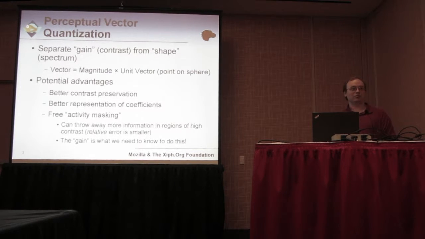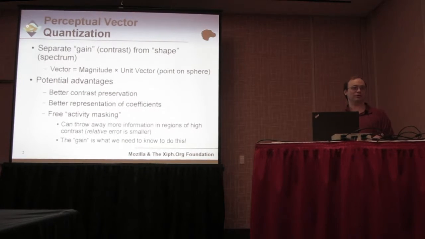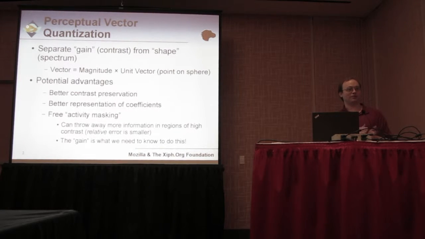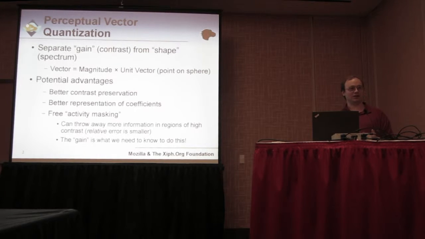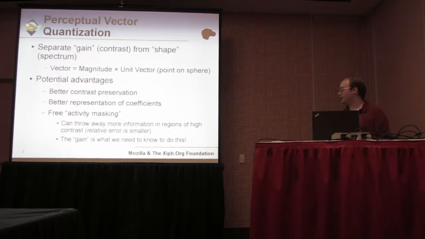It's potentially a better representation of the coefficients. So this idea that gain is a meaningful parameter in some sense, whereas a bunch of individual coefficient values may mean you have some energy at this particular frequency in this particular direction, but by itself doesn't have a lot of meaning. Whereas something like there's a lot of activity in this region is much more spatially correlated in an image. It also gives us this idea of activity masking for free.